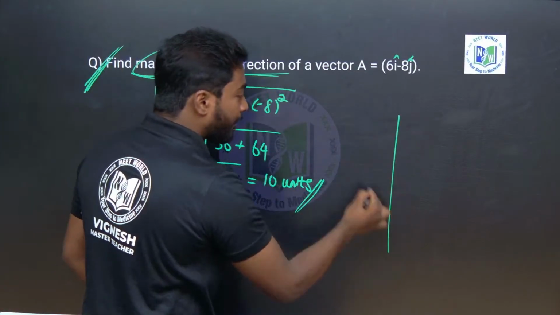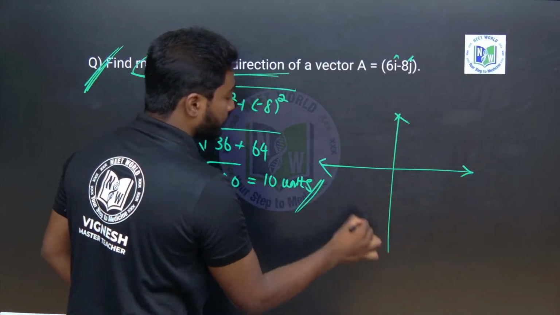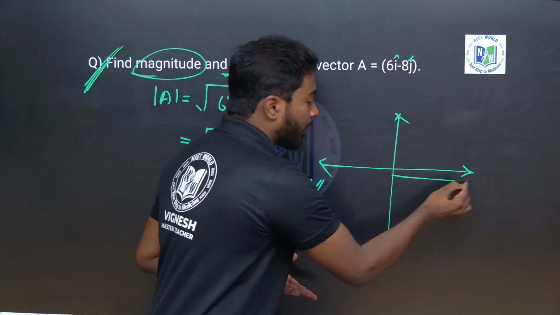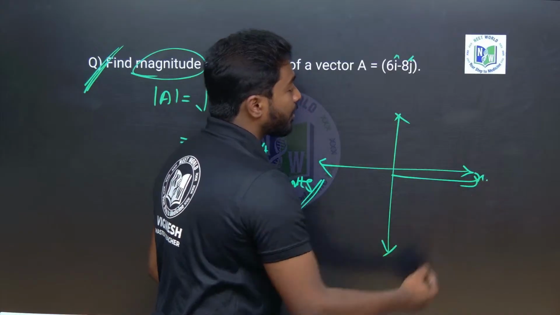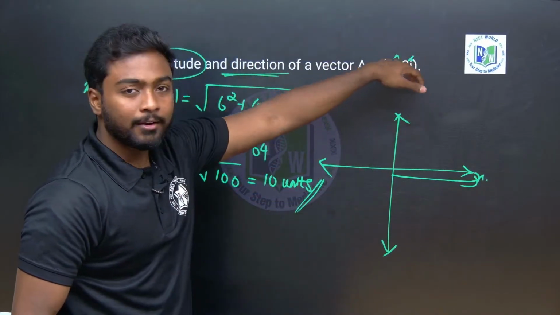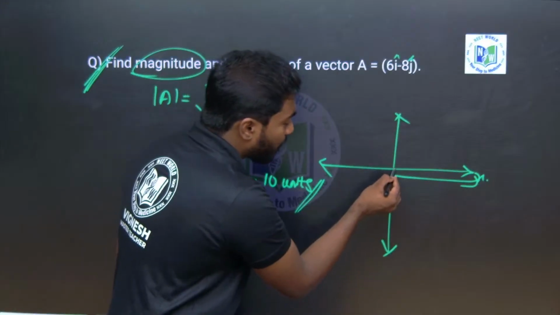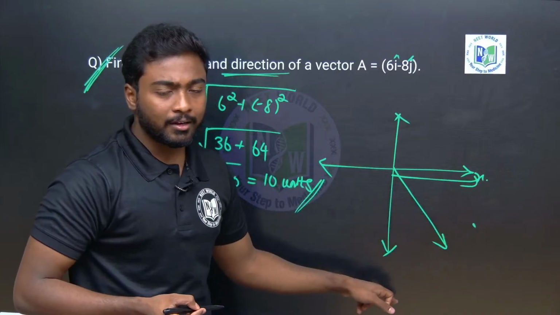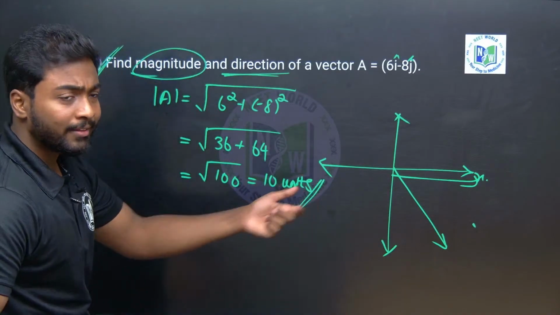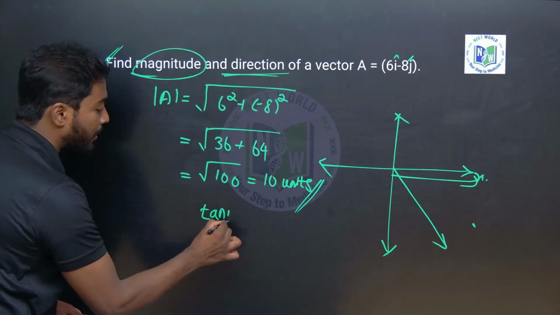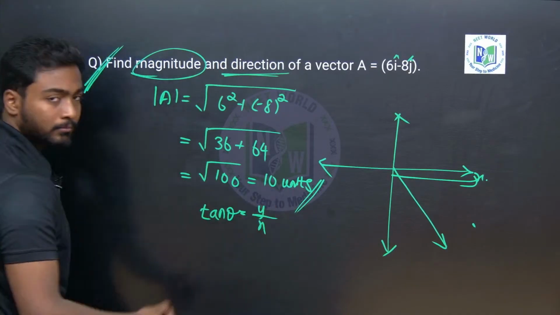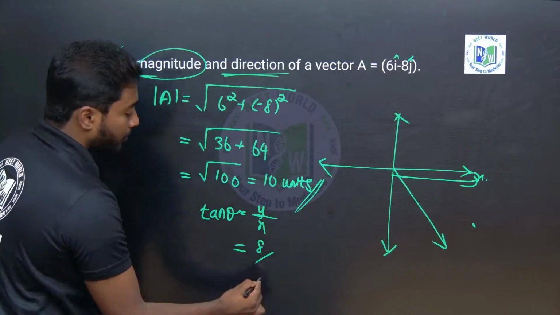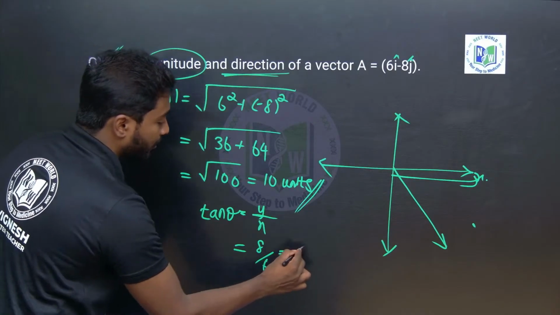Okay, take the graph. 6 I cap is given, which means it is positive x axis. Minus 8 j cap, so minus j is negative y axis. So mostly it will be in this direction, positive x axis, negative y axis. If I want to find the angle, tan theta will be equal to y by x. So what is y? 8, and x is 6, which is nothing but 4 by 3.